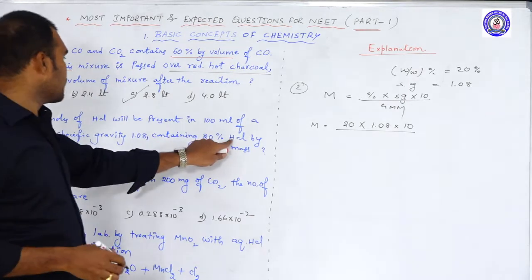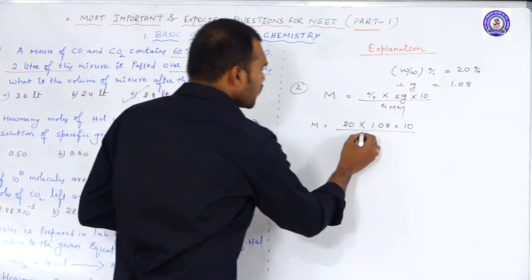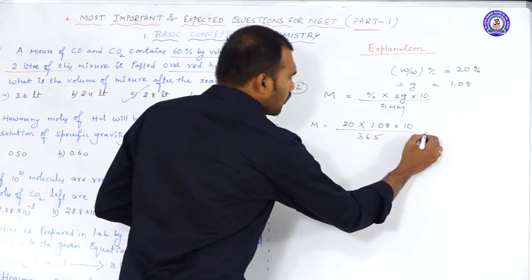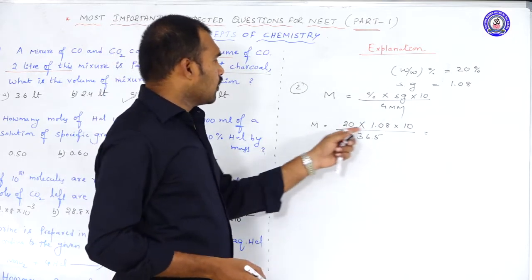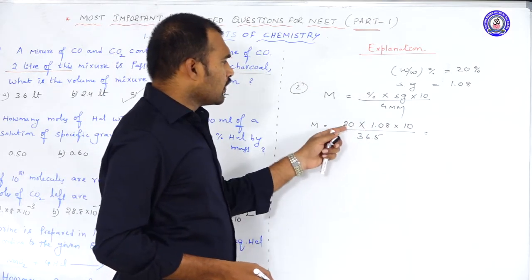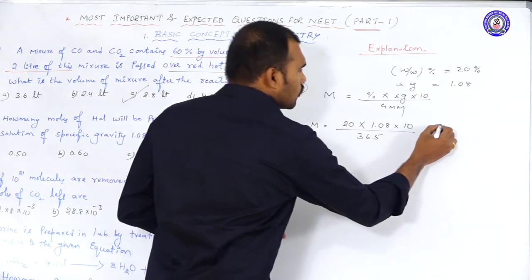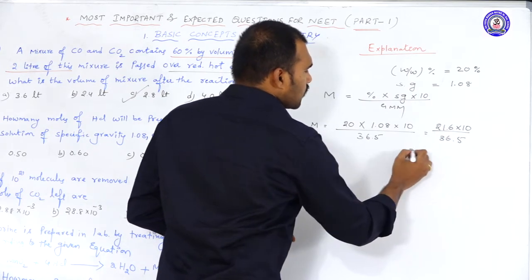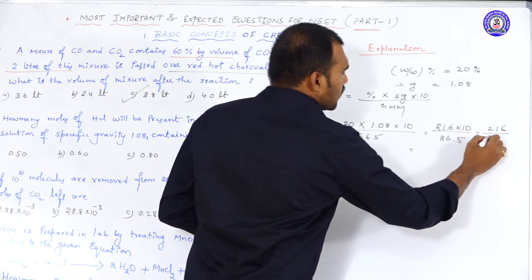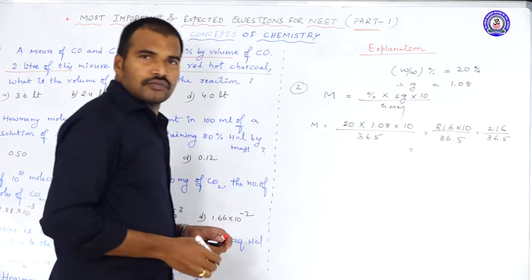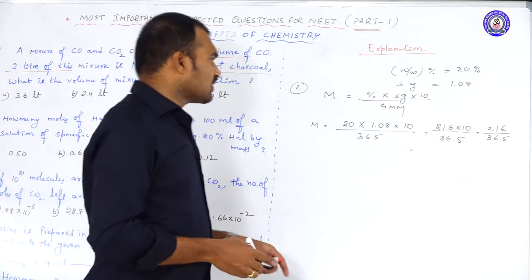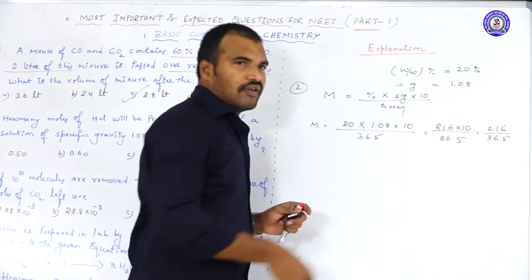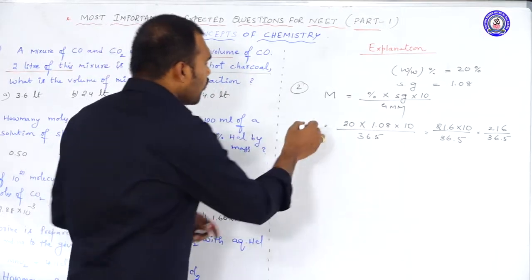What is the solution? HCl solution. So what is the molar mass of HCl? That is 36.5. So how much will it come? 20 into 1.08 means it will be around 21.6. 21.6 into 10 by 36.5, that is 216 by 36.5. If you divide 216 by 36.5, you will get the molarity. I am keeping it as it is. We can divide that later.